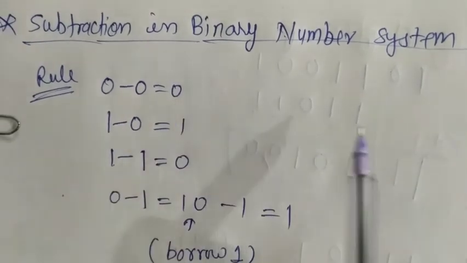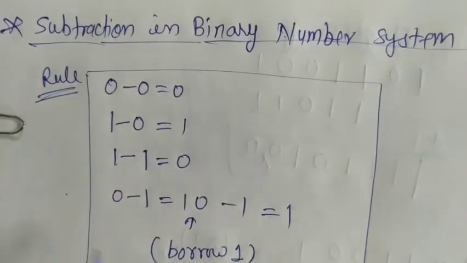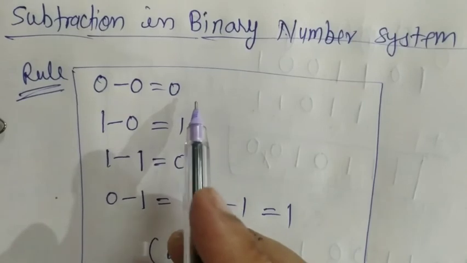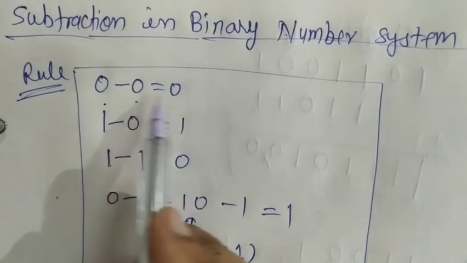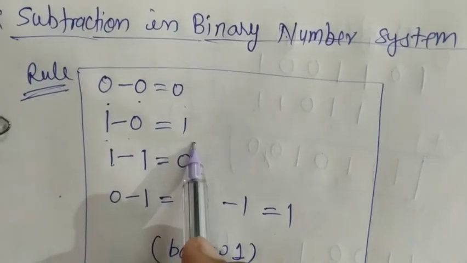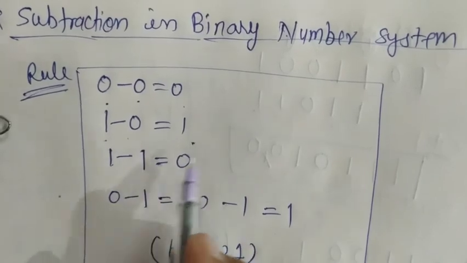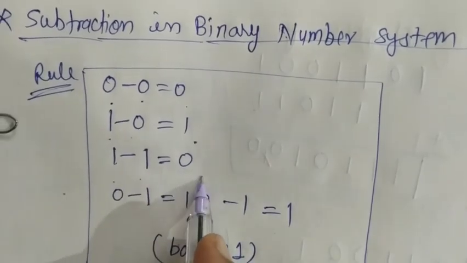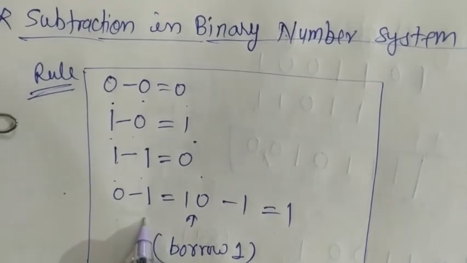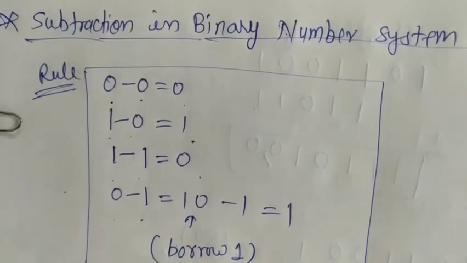Subtraction in binary number system. Just remember the rules. As you know that 0 and 1 are the same in decimal and binary. So 0 minus 0 will be 0, 1 minus 0 will be 1, same as decimal, and in both number systems this will be the same. 1 minus 1, that is 0. And now 0 minus 1, we cannot subtract.